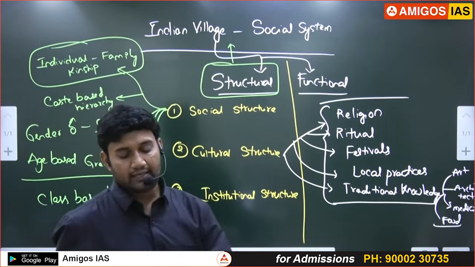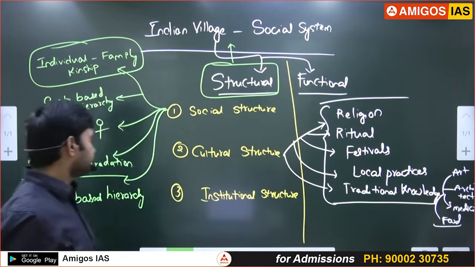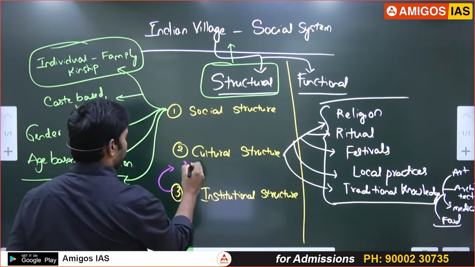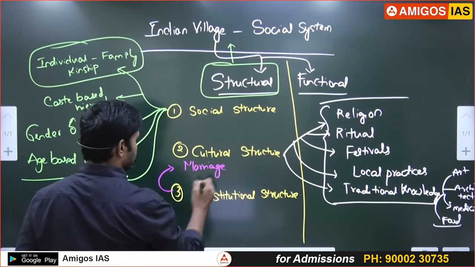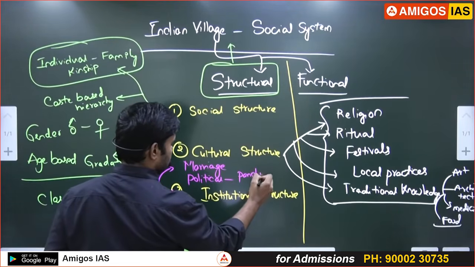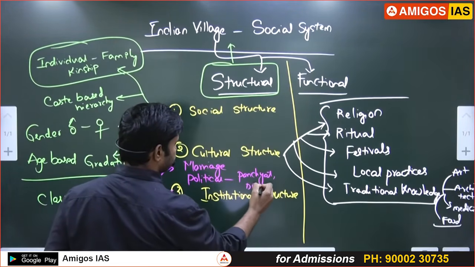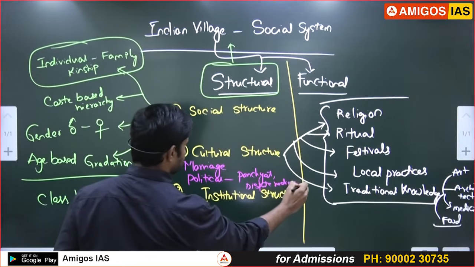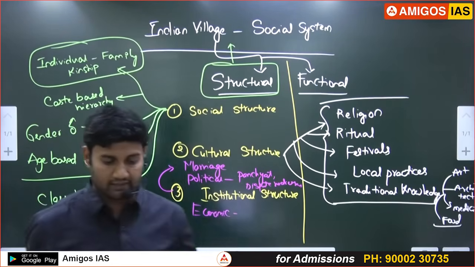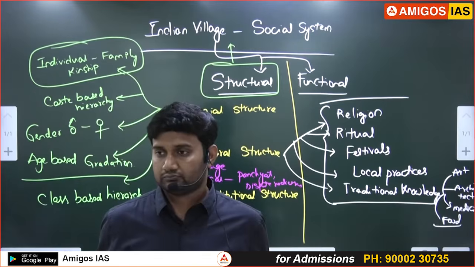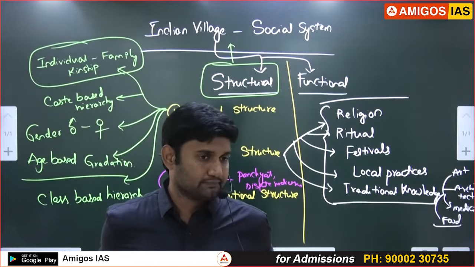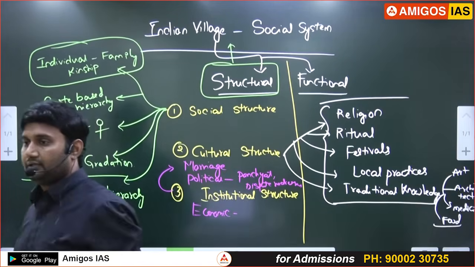Understand? Then what about the institutional structure? What are the institutions? Institutions include your marriage system, marriage rules, or else the political system like panchayat, dispute redressal, then economic institutions. What economic institutions are there in villages? How they produce, collective production or storage or redistribution or marketing, basic marketing, the basic village market.